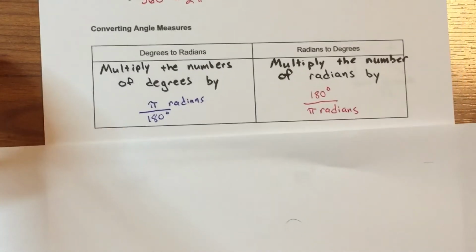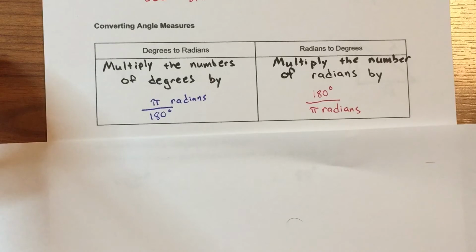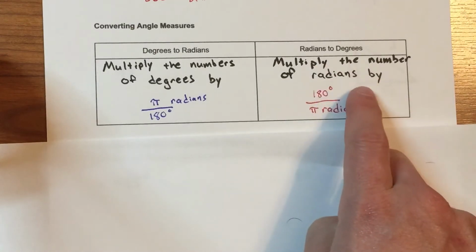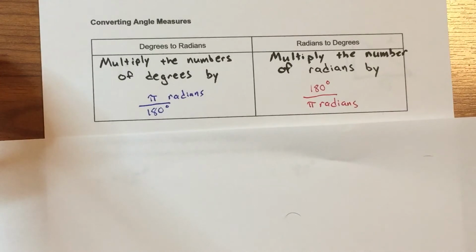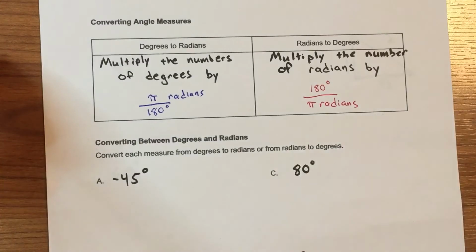So if we were given something in degrees and we wanted to convert to radians, we would multiply the number of degrees by pi over 180. That would leave our answer in radians. If we wanted to convert from radians to degrees, then we'd multiply the number of radians by 180 degrees over pi radians. That would leave our answer in degrees. I have some examples down below to practice.